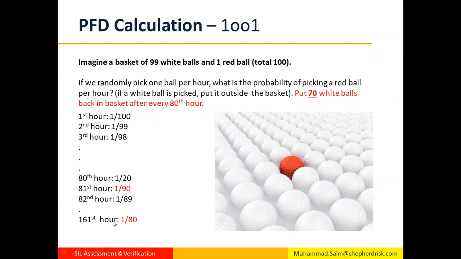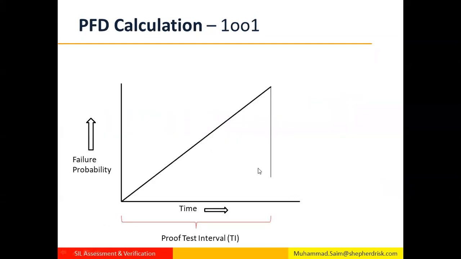So with time, the PFD keeps increasing because we are not putting all the white balls back. That is, we are not restoring the system to its origin or its 0 condition. Hence, the system is not restored to its original PFD. So at the end of the proof test interval, we perform a proof test which is not 100% perfect. So some of the dangerous failures remain undetected, represented by 1 minus CPT; that is, proof test effectiveness is not 100%.